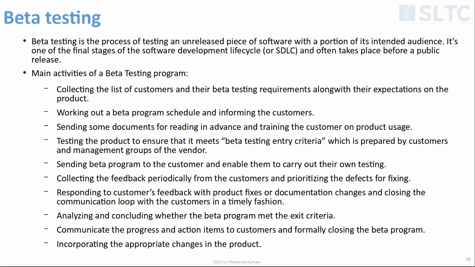Right. Now, all that time, we said it's testing done most of the time by the development team, or the company who developed the software. Now, when everything is done, we then take the software outside the organization. So we give it to selected customers, and this process is known as beta testing. Beta testing is a process of testing an unreleased piece of software with a portion of its intended audience, meaning now is the time we are going to give the software to our real customers.